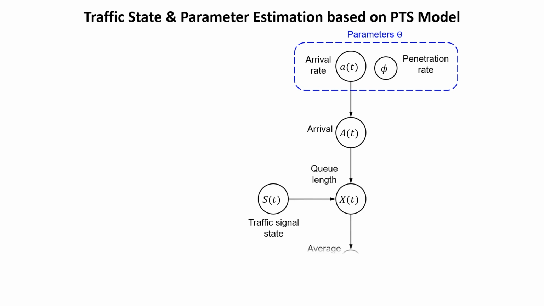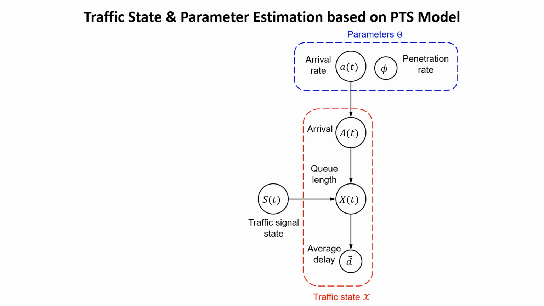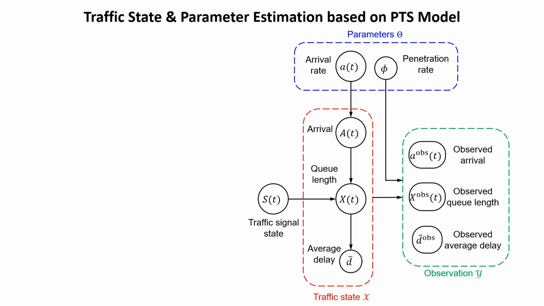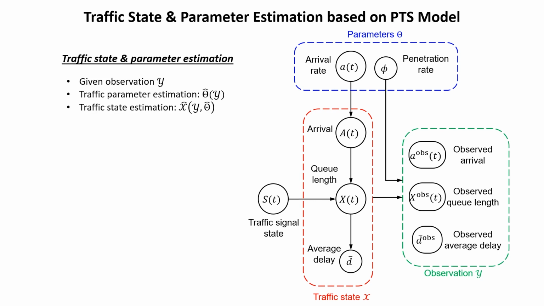The average delay can be measured directly from the queue length distributions. Together, the arrivals, queue lengths, and average delay comprise the overall traffic state. From the vehicle trajectory data, we get an observation composed of an observed arrival, an observed queue length, and an observed average delay. Traffic state and parameter estimation estimates the traffic parameters and the traffic state given the observation y.